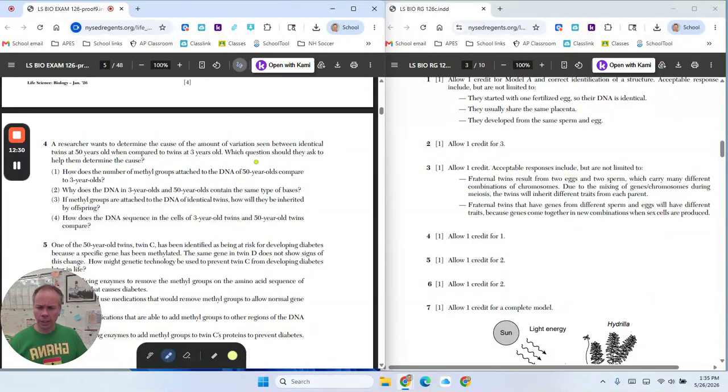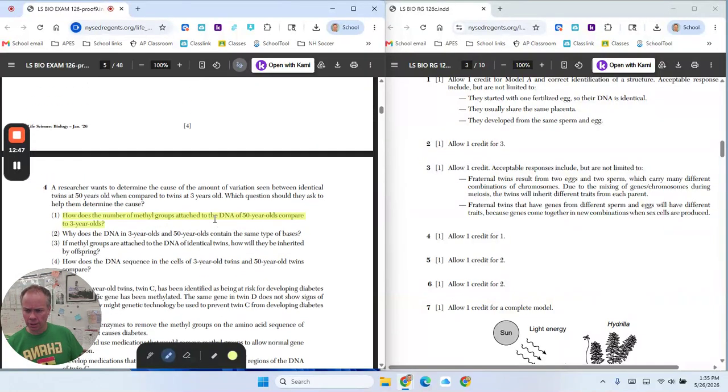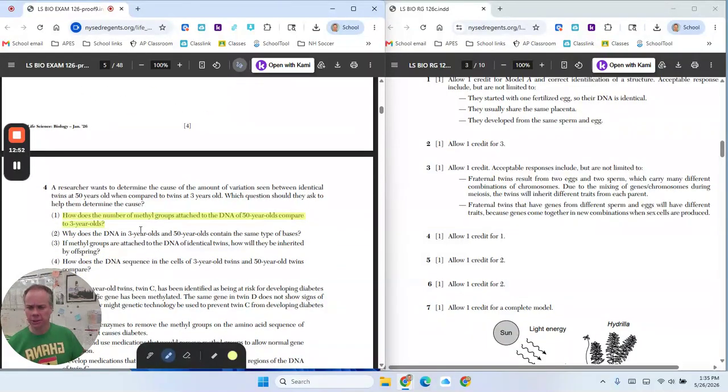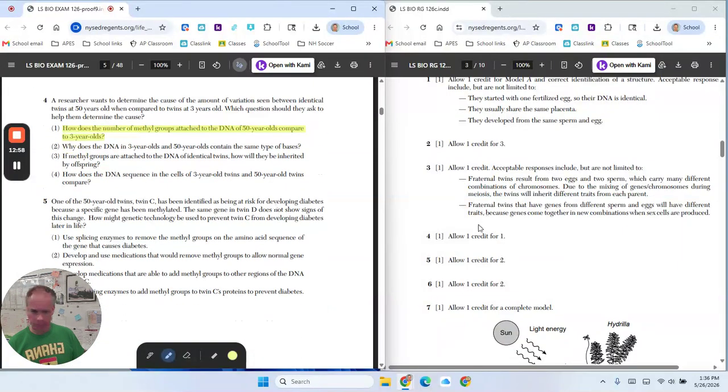So when I read this, it's asking me for a question. So if I read over these questions, what I'm going to see is the first answer: how does the number of methyl groups attached to the DNA of 50-year-olds compare to 3-year-olds? That would be a good question to help us understand what's going on here. Are these differences due to methyl groups? That would be a great question that would help us understand. We could see over here in the rating guide, number 1 is the correct answer. So give yourself 1 point if you got it correct.